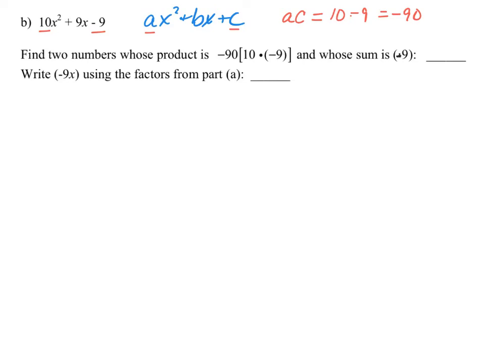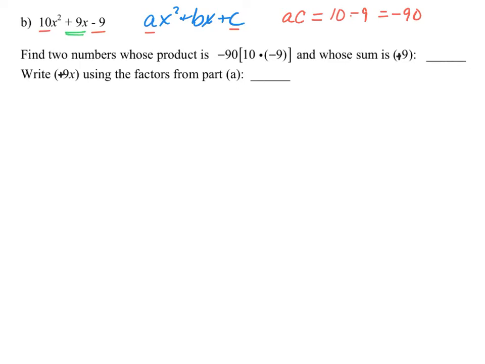You want to find two numbers whose product is negative 90 and whose sum is a positive 9. And we want to write positive 9x using the factors from part A. Notice here that in our original trinomial, the middle term was a positive 9x.